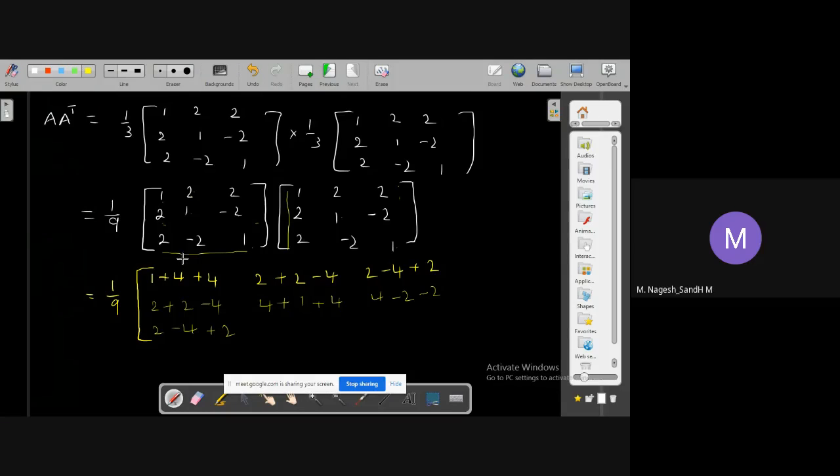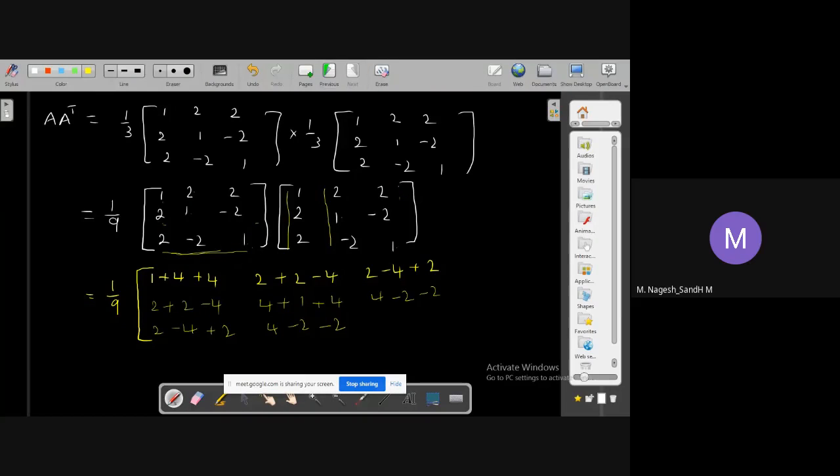Next, third row into second column. 2 2s are 4. Minus 2 into 1, minus 2. 1 into minus 2, minus 2. Okay. When you are doing matrix problems, you need patience.